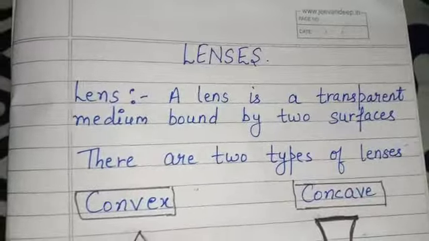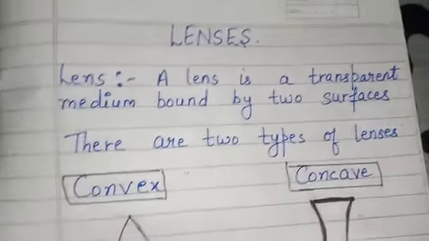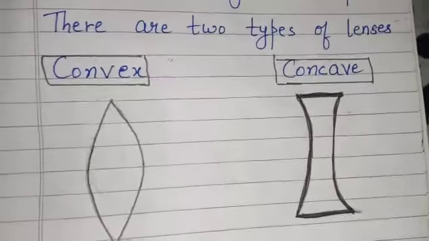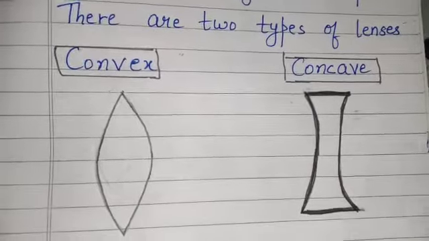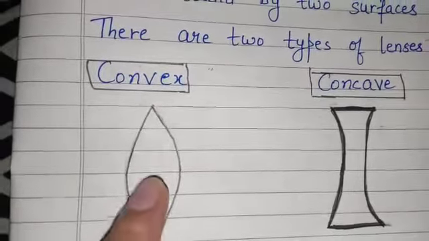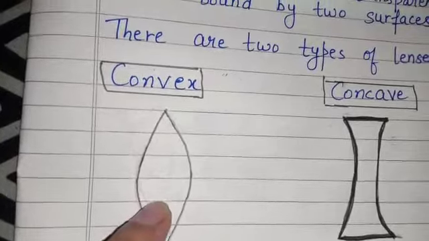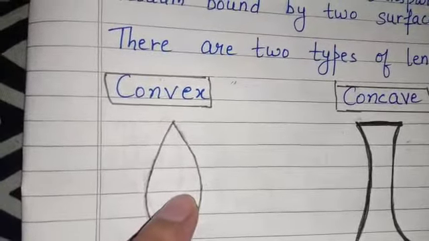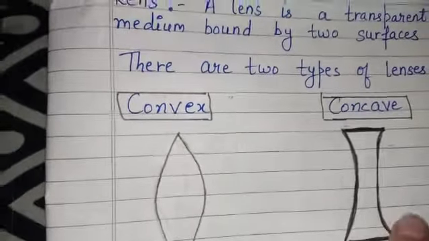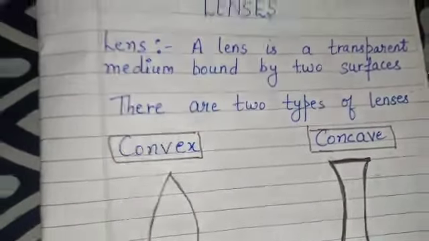Now what are the types of lenses? There are two types of lenses. The first is convex and the second is concave. See, can you see this? What is a convex lens? This is thicker in the middle, you can say puffed up, right? And here it is a concave lens, which is thinner in the middle, and at the edges it is not.